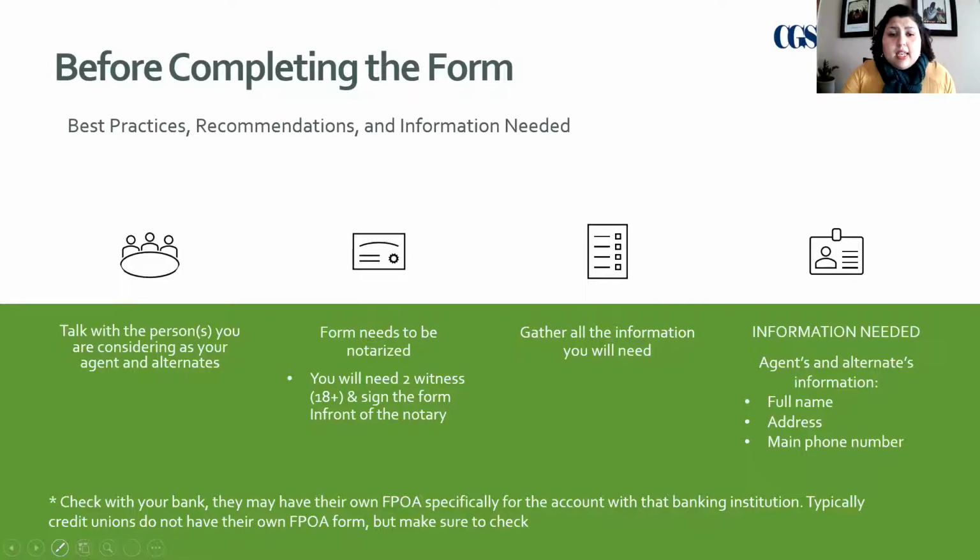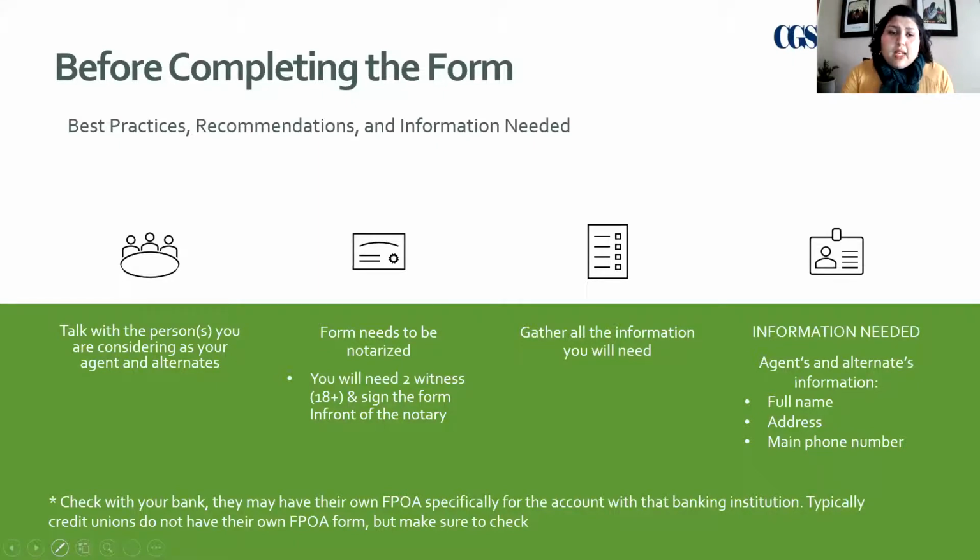Next, the financial power of attorney needs to be notarized. So you will need two witnesses and they need to be 18 years and older. And the witnesses could not be your agent or alternates. Okay, it could be anyone else except your agent and alternates.